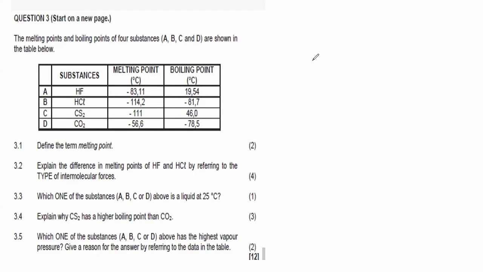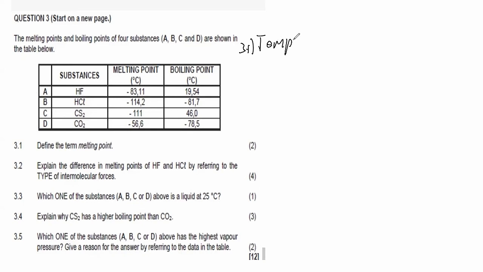Okay, so we have question 3, still on intermolecular forces, grade 11. The melting point and boiling point of 4 substances A, B, C, and D are shown in the table below. Then, as we can see the table there, 3.1 says define the term melting point. So to define that, we say melting point 3.1.